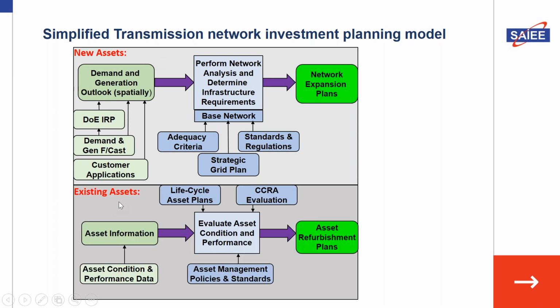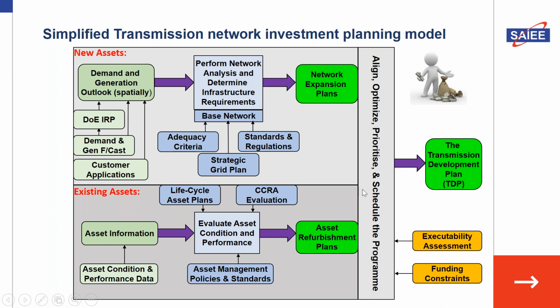Also, in the same token, we have the existing asset base, and this is based on the life cycle asset management plans, ultimately to derive the asset refurbishment plans. So you have the network expansion plans looking into the future, and on the other side, you have the asset refurbishment plans, which consider the existing infrastructure. Now, what we need to do is to align these things to make sure that we have the most optimized plan. We use prioritization criteria, which I'll explain a little later on. And more importantly, having the plans, we need to know the executability as well as the funding, or the Capex, that is required to make sure that these plans can go into execution.